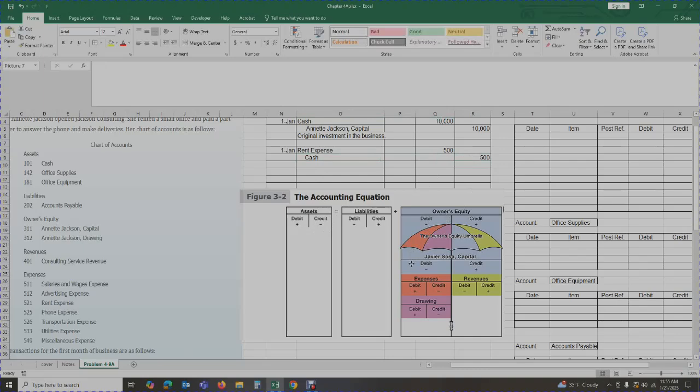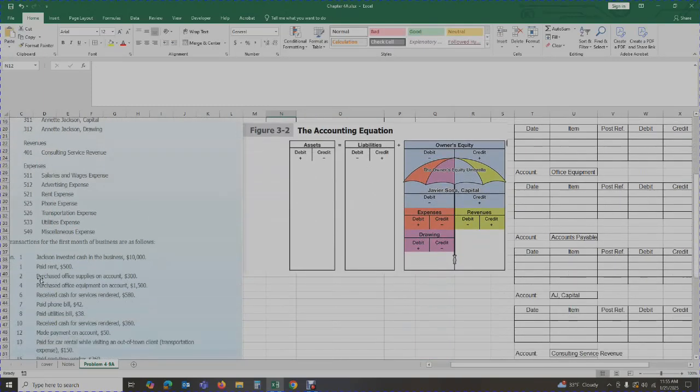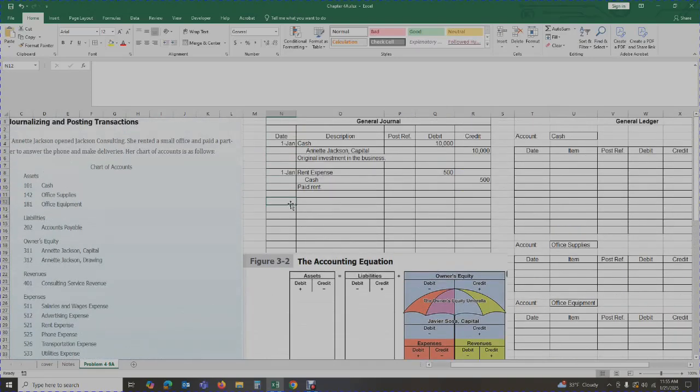Okay, let's move this down, that way we can continue using it. So this is, we paid the rent. Okay, that's simple. Then what else happened? On the 2nd, we purchased office supplies on account, $300. This is happening on January the 2nd.